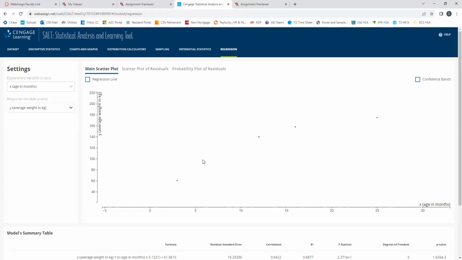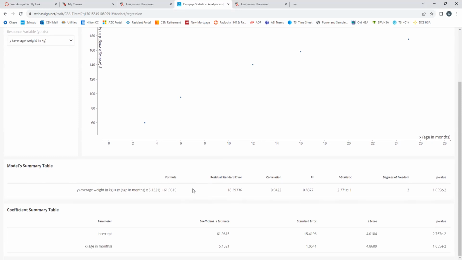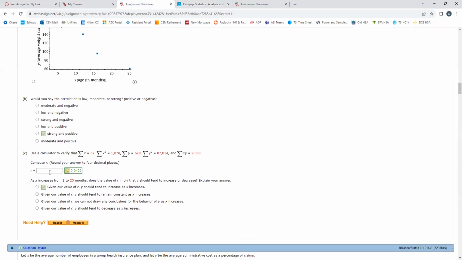Then, as we come down, obviously I can play around with this. I'm just scrolling here. That was an accident. But as we come down here, it's going to give me some other information. It's going to give me a regression line. We'll talk about that in a second, where it says y hat is equal to x times 5.1321 plus 61.9615. That's my regression equation. I can get those coefficients right here from this little part here. But the question we had asked said graph it, and then put the correlation coefficient in there, 0.9422. So as we go down, we see 0.9422, what they want right there.